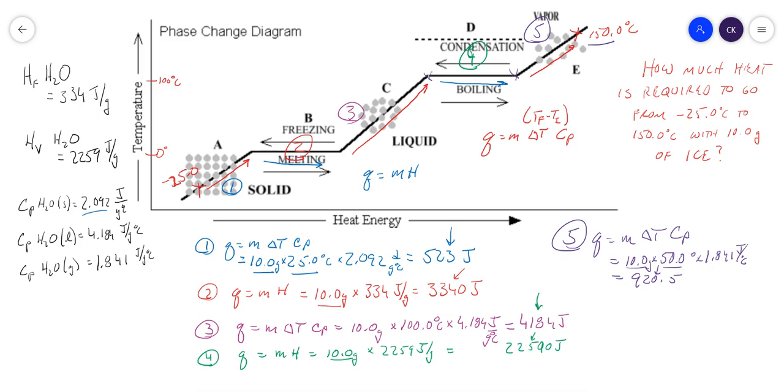So to get the total energy required, I have to add up 523, 3340, 4,184, 22,590, and 920.5. And when I add all those numbers up, I on my calculator got 31,557.5 joules of energy. When you add or subtract, you go by decimal place. So what I'm going to do then is say this is the ones place, tens place, hundreds place. Tens place, this is the hundreds place, and then this would be good to the ones place. So I'm going to round this to the nearest hundred. So that would be 31,600 joules, or if you prefer, 31.6 kilojoules.